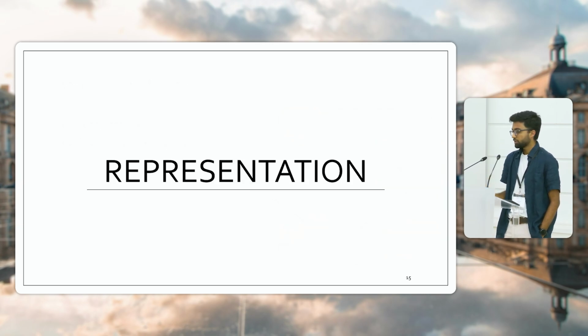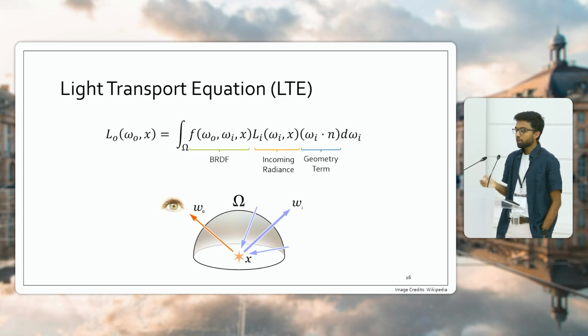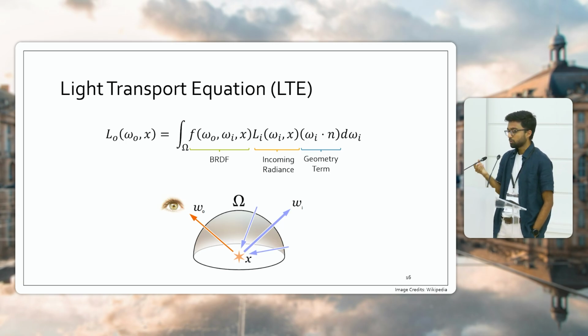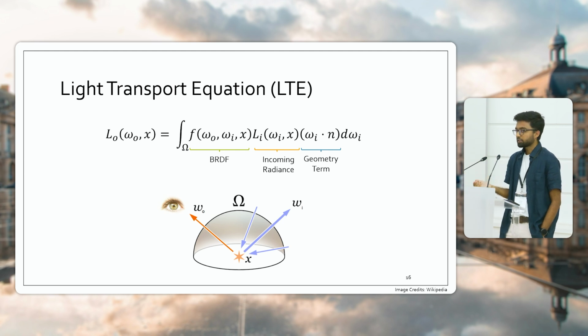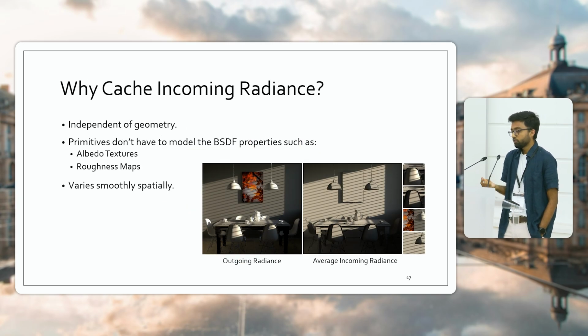Now I'll talk a bit about our representation. Going back to the light transport equation, we need to decide what we want to pre-compute and cache. Since we already have the geometry and the BSDF from the scene description, we have two options. We can either cache the outgoing radiance or the incoming radiance. We decide to cache the incoming radiance. Why would we want to cache the incoming radiance? It turns out it is an easier signal to pre-compute and cache because it doesn't depend upon the material properties and the geometry. So it's much smoother and easier to store.